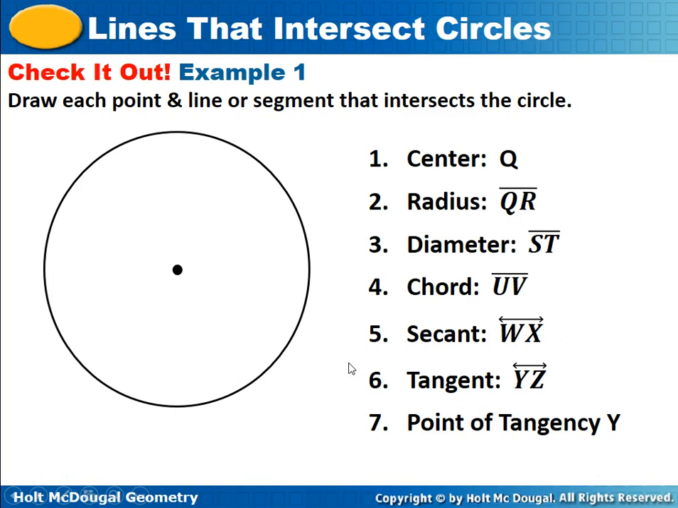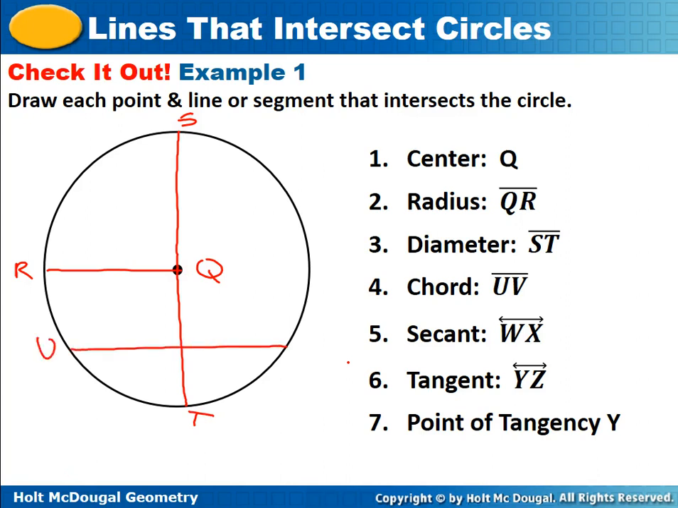So now, once you guys have finished this, first I'm going to call this center Q right here. And then we have a radius QR, so I'm going to name this QR. Then we have a diameter. Again, diameter is a segment that goes through the center of the circle to the other side. So this is going to be ST. Then we have a chord, and I'm going to put my chord down here. This is UV. It intersects the circle at 2 points, but it ends on the circle.